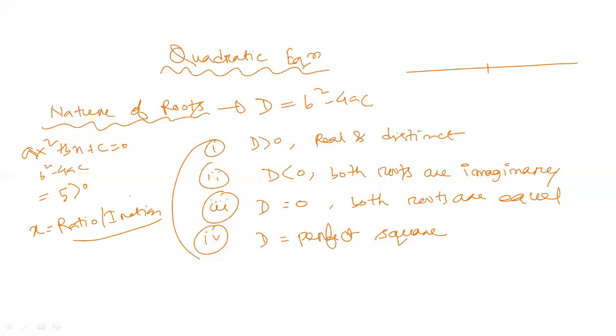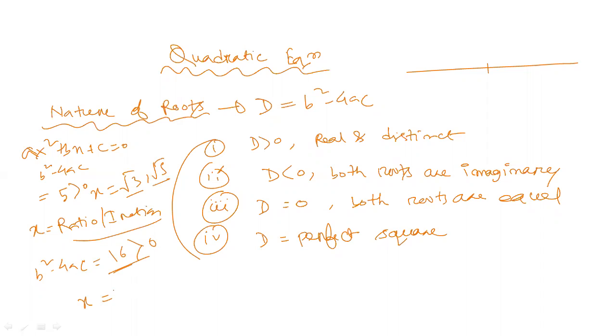So now, if D is greater than 0, then the roots are rational or irrational. But suppose b square minus 4ac is a perfect square, suppose 16, which is also greater than 0, then the root cannot be irrational. It is rational. Here the value could be root 3 or root 5 otherwise, because they are irrational numbers, yes or no?